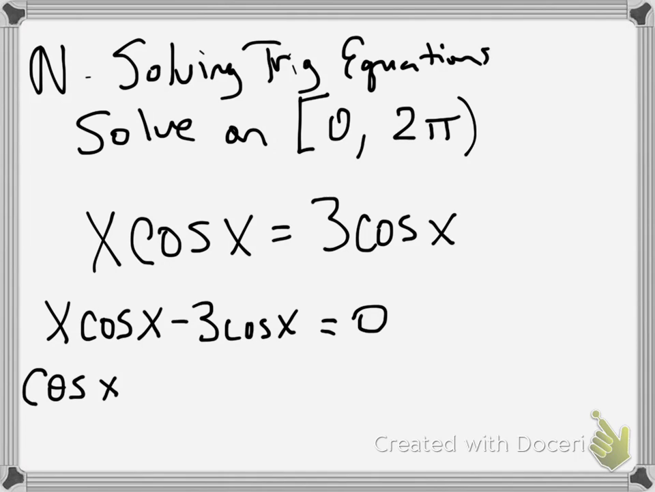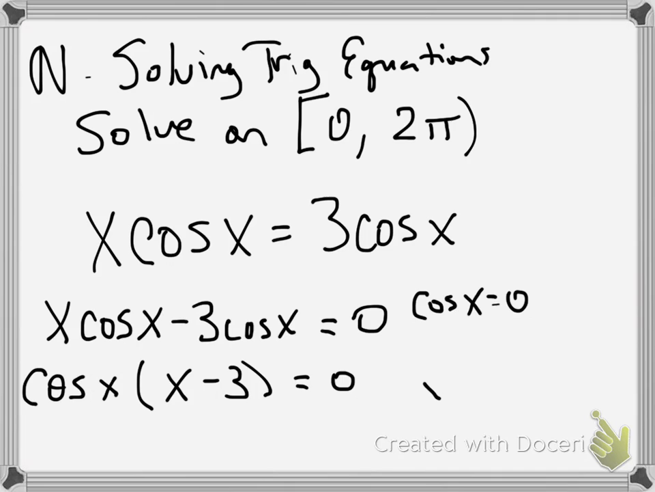I can factor out that cosine x, and I get two things that multiply to 0. So that means the solutions of this equation will be the values of x which make cosine x equal to 0, and the values of x that make x minus 3 equal to 0. Well, we'll do that one first because that's easy. x equals 3 is a solution to this equation.